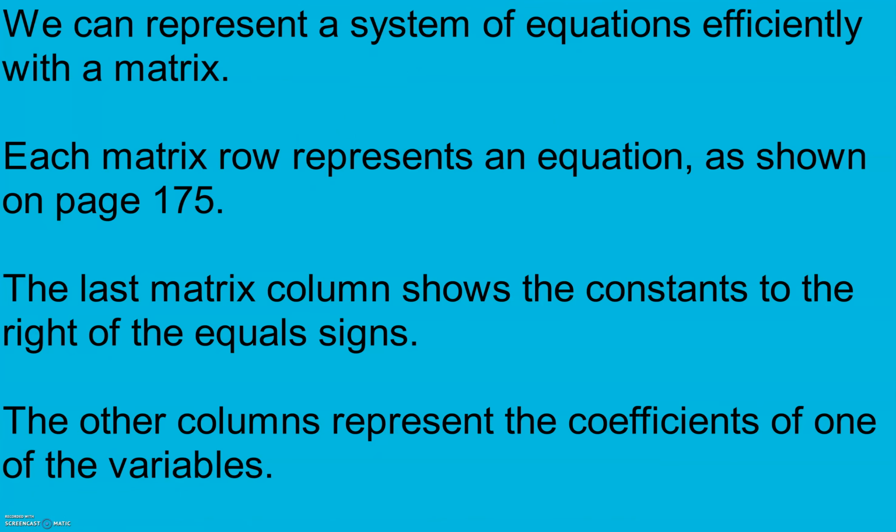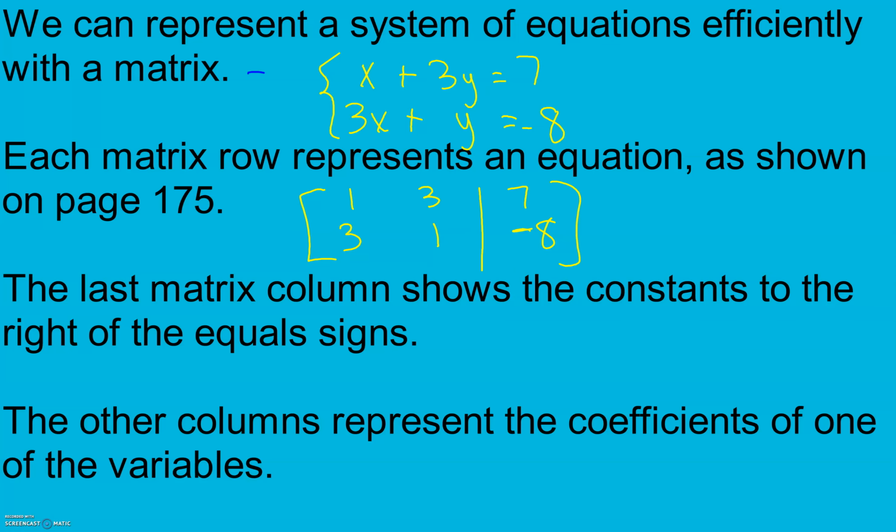We can represent a system of equations efficiently with a matrix. Each matrix row represents an equation, and this is shown on page 175. So here we took this row and rewrote it with just the coefficients. Okay, so the last column represents the constants to the right of the equal sign. So we replace the equal sign here with a vertical bar, and our constants go from the first equation into the first row, from the second equation into the second row.